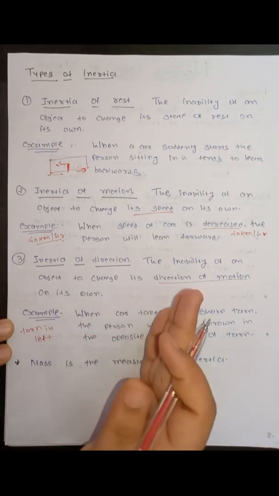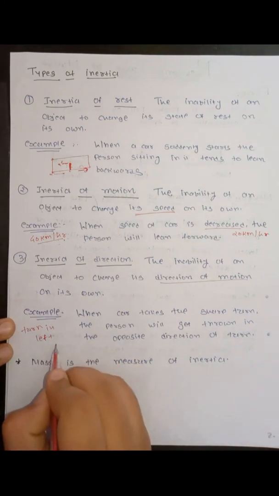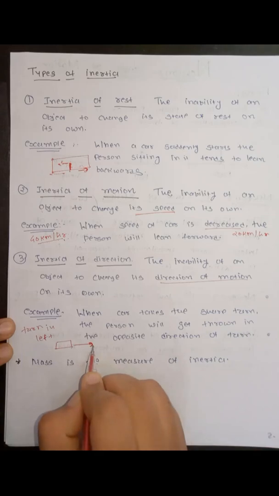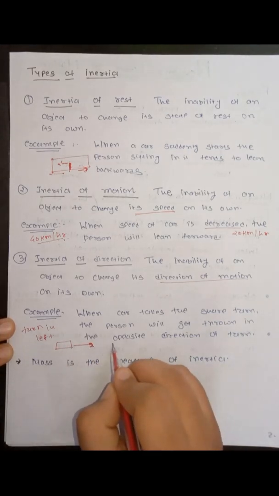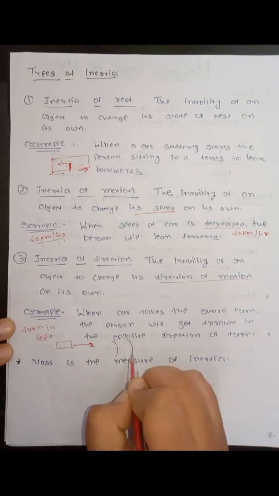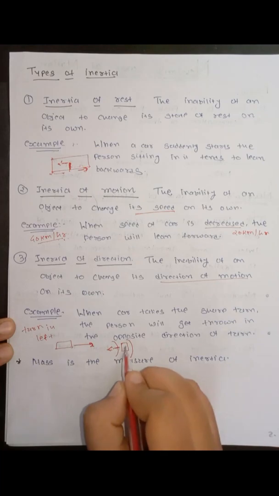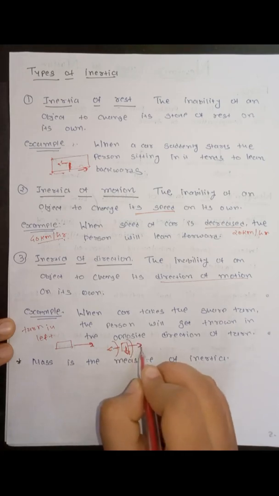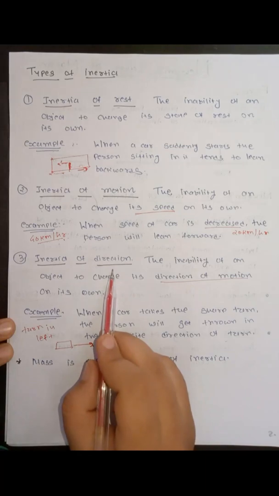then we tend to lean in the opposite direction of the turn, because initially the car was moving on a straight path. So our tendency was to move on a straight path. Now suddenly the car takes a turn in this direction, but we want to keep moving in straight direction. So we'll get thrown in the opposite direction of the turn. This is due to inertia of direction.